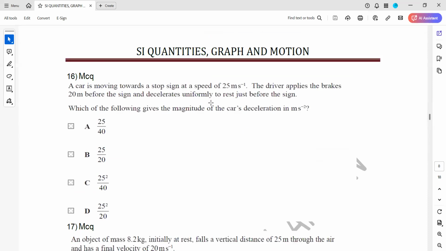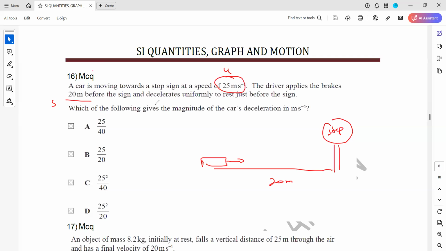Question 16. A car is moving towards a stop sign at a speed of 25 meters per second. The driver applies the brake 20 meters before the stop sign, and decelerates uniformly, and he stopped before the sign. Which of the following gives the magnitude of the deceleration?